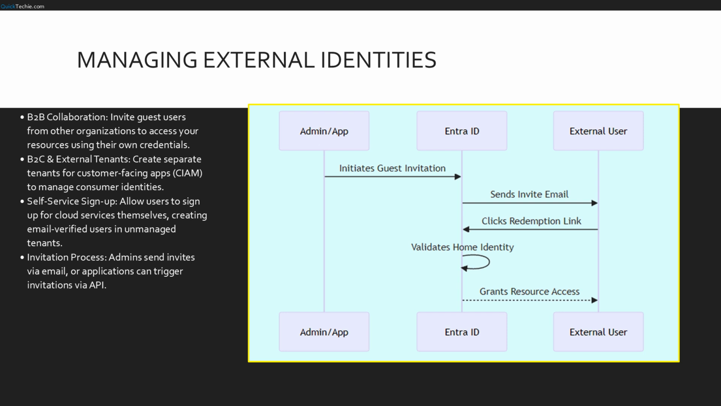First, the administrator or an application initiates the request in Entra ID. Entra ID then triggers an email to the external user. Note the critical step where the guest clicks the redemption link. Entra ID validates their identity against their home provider, like their own corporate AD or a social ID, not your directory. Finally, once validated, Entra grants access to the shared resource, completing the external identity lifecycle.